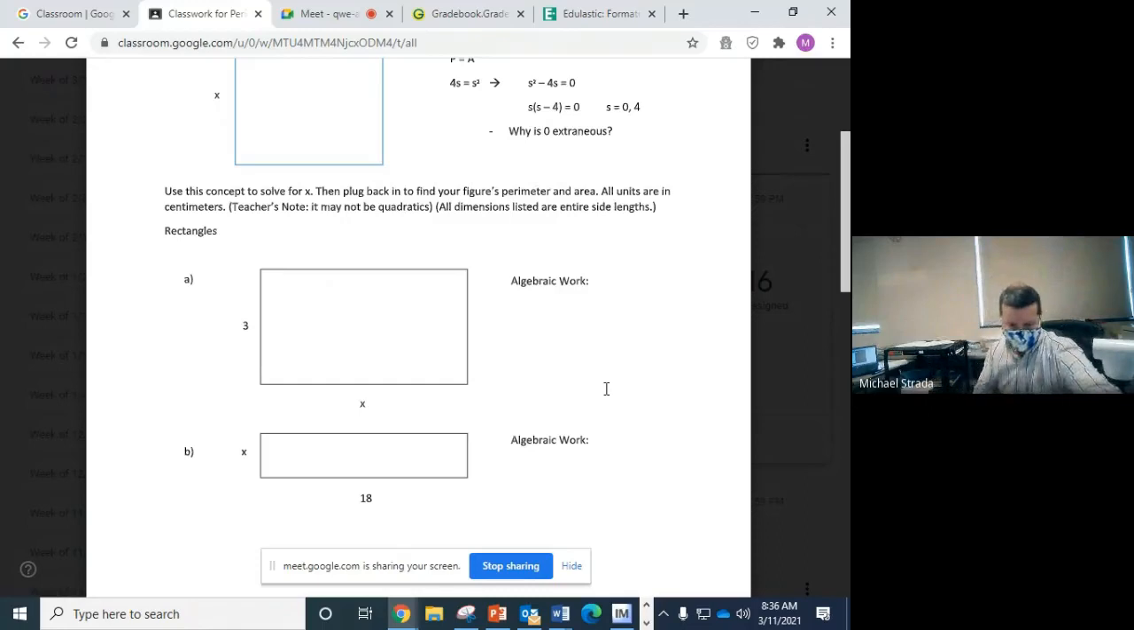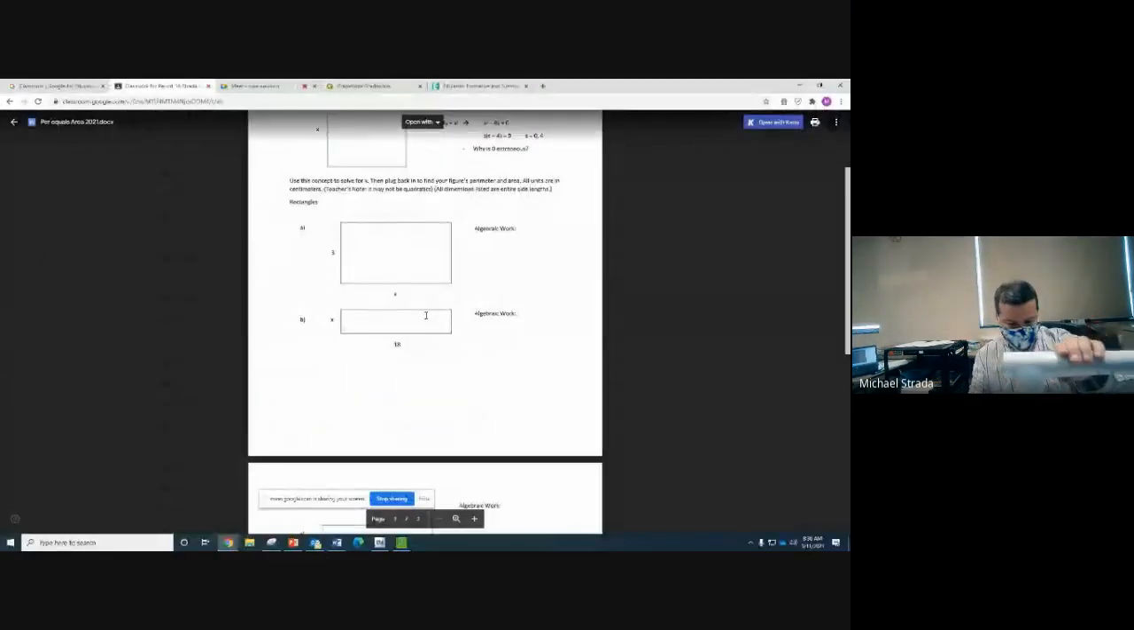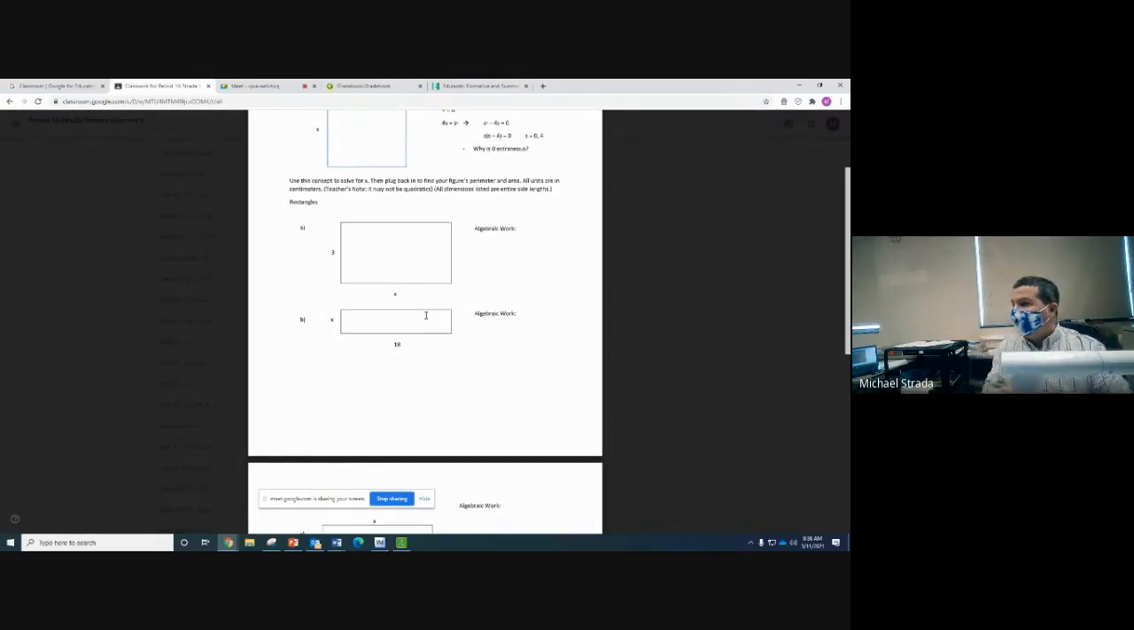All right. So here's the idea. For all these problems, the perimeter is equal to the area. So that's what you start with. That's your guideline. Perimeter equals area. If this is x, this is also what? X. If this is 3, this is also what? 3.